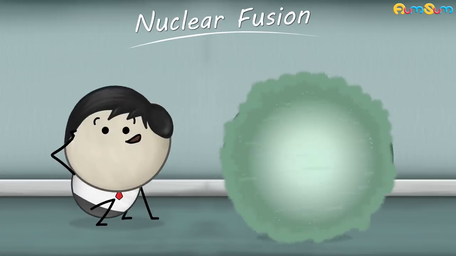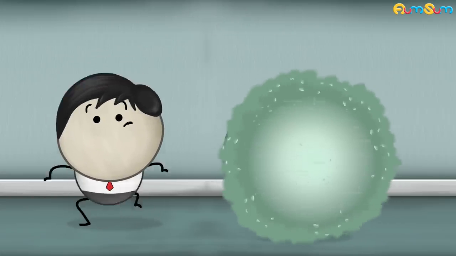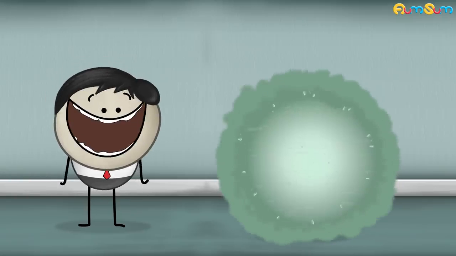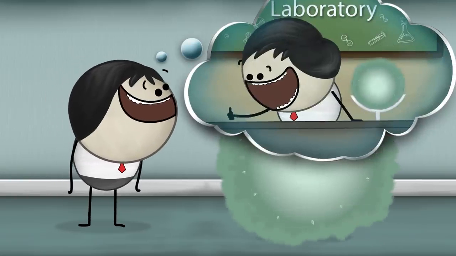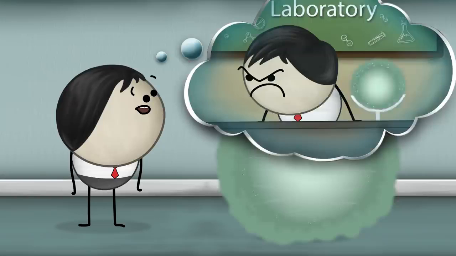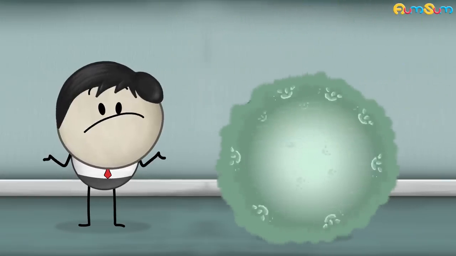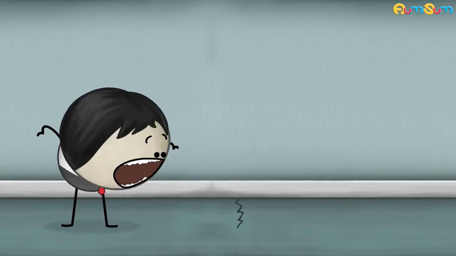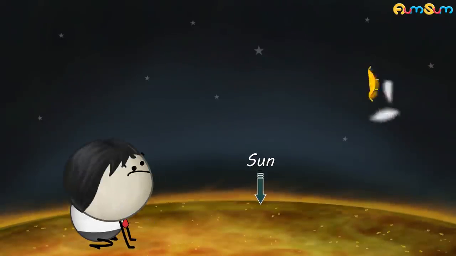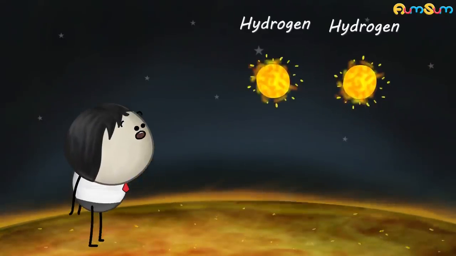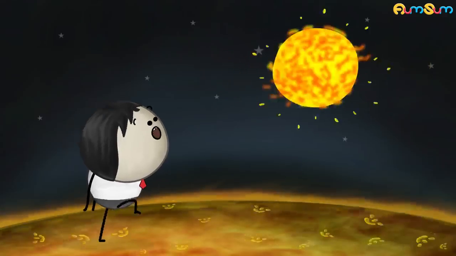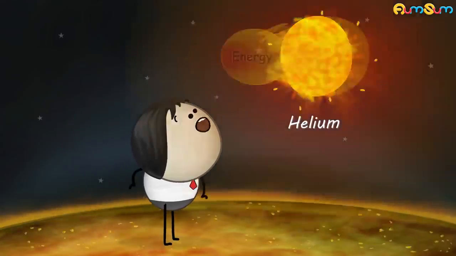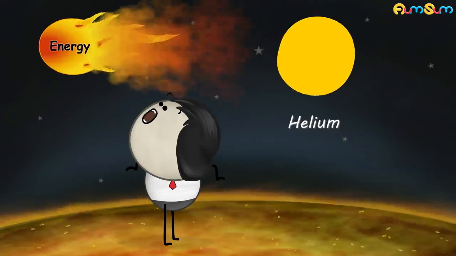Where does this nuclear fusion take place? You think that it takes place in a laboratory? No. You are absolutely wrong. Nuclear fusion takes place in the sun. The nuclei of two hydrogen atoms join together to form a heavy nucleus of helium with the release of a large amount of energy.